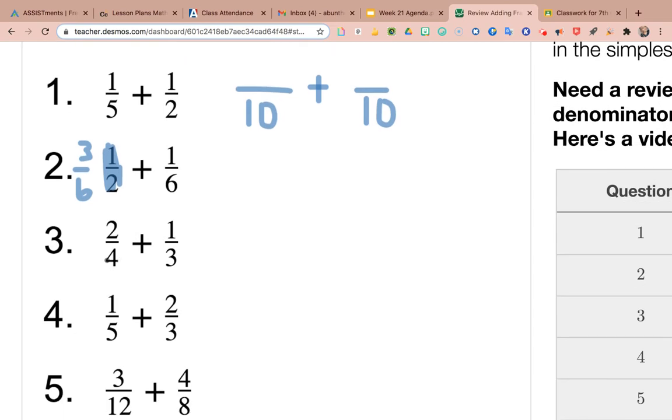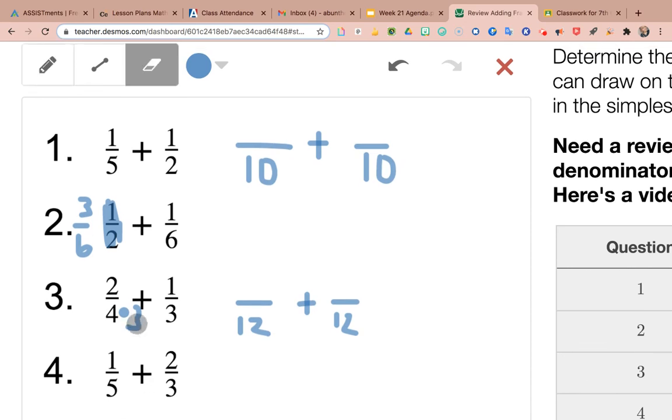For the next one, I can't turn 4 into 3 and I can't turn 3 into 4, but I could multiply them by each other. So 4 times 3 is 12. And 3 times 4 is 12. So I could turn them both into 12 by multiplying them by the other, right? Because 4 times 3 is 12. So I'd multiply 2 by 3. And then 3 times 4 is 12. So I'd multiply 1 by 4. So I can multiply both of these by 3. And then I can multiply both of this one by 4.